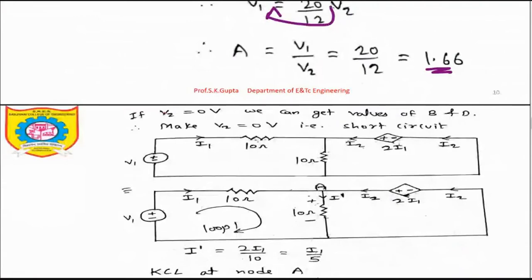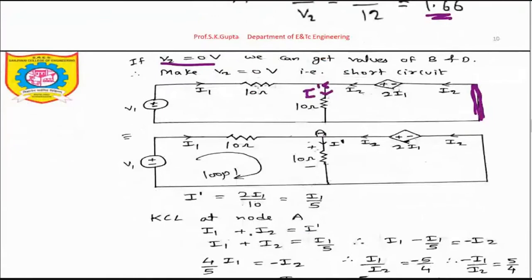For finding out B and D, the condition is V2 equal to 0. So V2 0 means short circuit. Okay, from here I2 current is coming, from here I2 current is coming, and from here I1 current is coming. So total incoming current is I1, I2, and let us say leaving current is I dash. And what will be the formula of I dash by KCL? I dash equal to I1 plus I2.